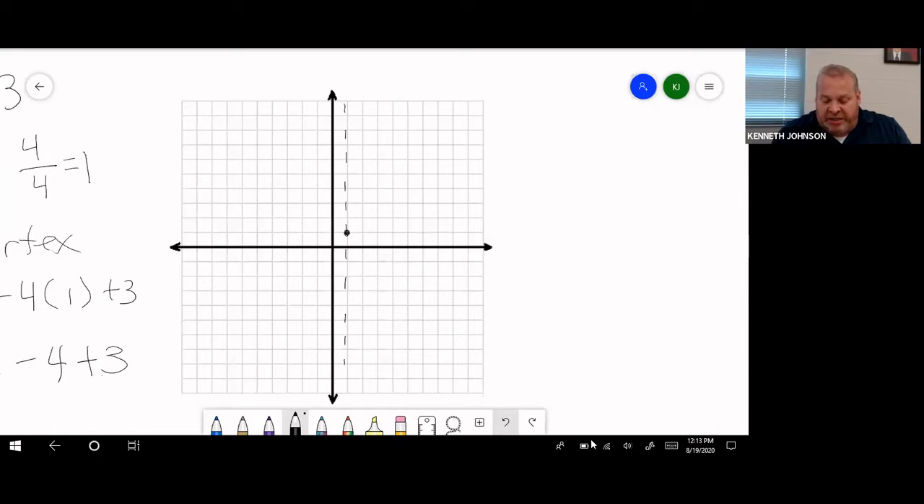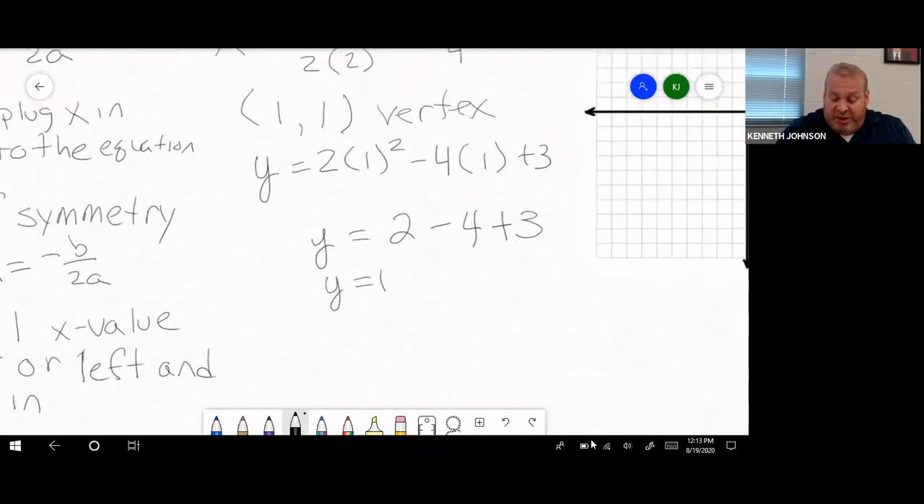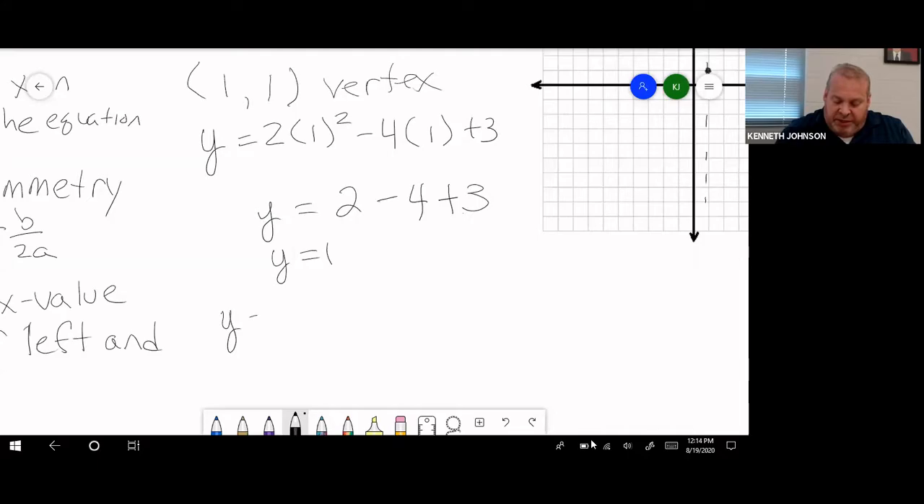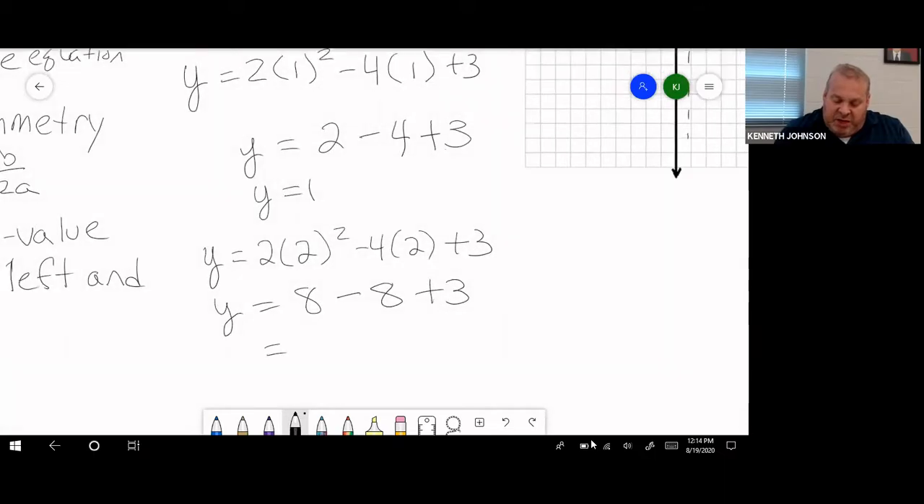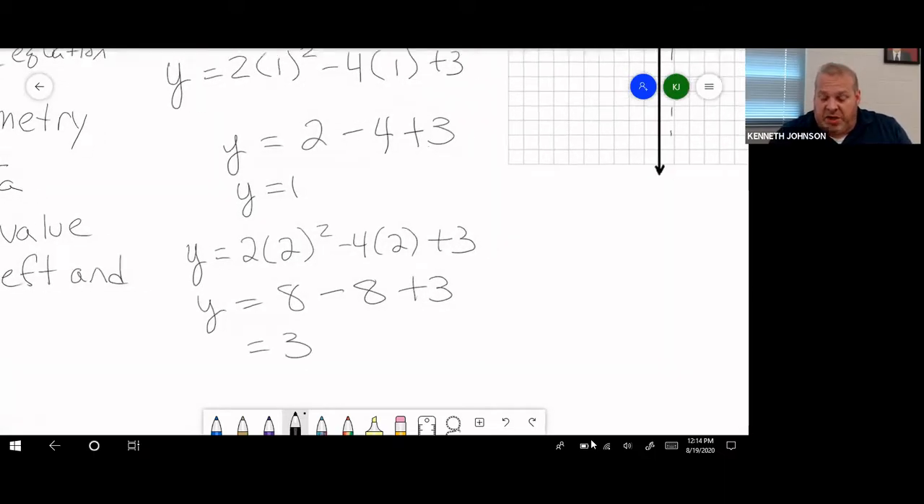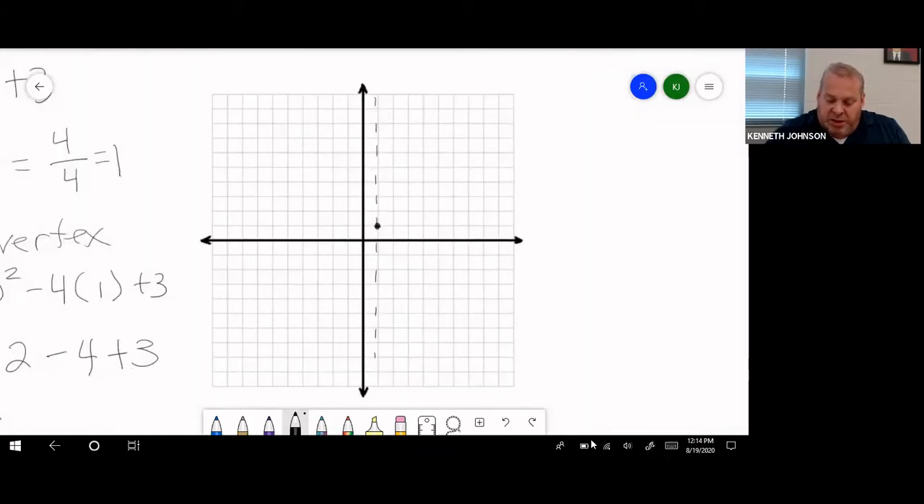The great thing is that you're going to get the same thing if you plug in 0 or if you plug in 2 because they're symmetrical. So I'll plug in 2. Let's go to my original equation. 0 would be easier, but just for sake, I'll plug in 2. So I'm going to plug in 2 instead of 1. I get 8 minus 8 plus 3, and we can see that that would equal 3. So at 2, my y value is 3.